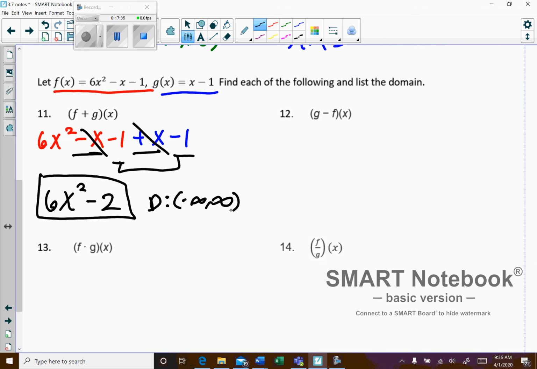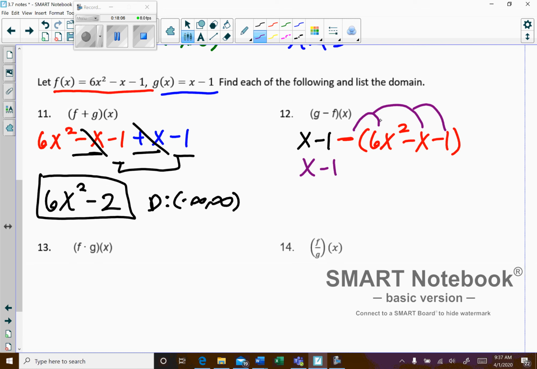Okay, so subtraction will be pretty similar. This time it looks like we're putting g of x in front. So it's going to be x minus 1, and then we're going to subtract the f function, so I have to put that in parentheses. So 6x squared minus x minus 1. And so we'll distribute here, here, and here.